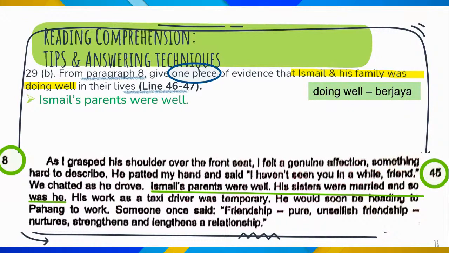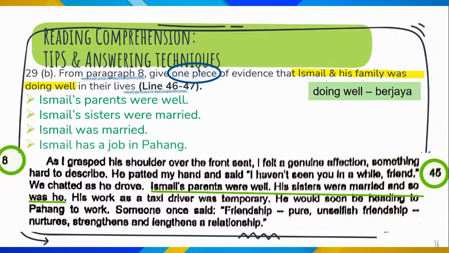You don't have to answer the whole four answers here. Ismail's parents were well, Ismail's sisters were married, Ismail was married, and Ismail has a job in Pahang. For this kind of question, you need to choose only one. You could write more, but there's no guarantee that you will get that 1 mark. Sometimes you will be penalized because you are not exactly following what the question wants. The question wants one piece. If you write more, then you are not following the rubric, then you are not going to get marks. So it's very important that you follow the rubric.